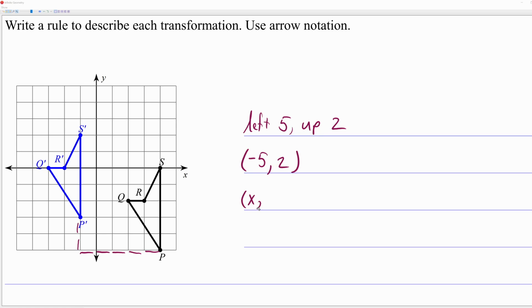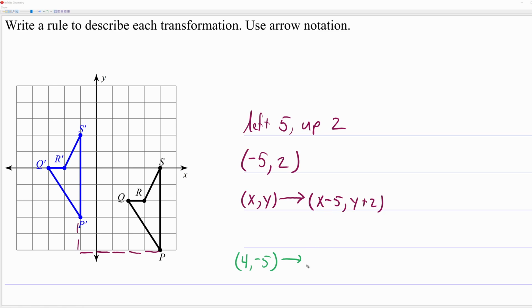You say, take the point x, y. Then you draw an arrow. This means you're transforming the point x, y. And then you take your ordered pair notation and you say, take the x value and subtract 5. Take the y value and add 2. Now, you can check to see that this really is what we did in this problem. For example, take point P, 1, 2, 3, 4, 1, 2, 3, 4, 5. So point P is (4, -5).